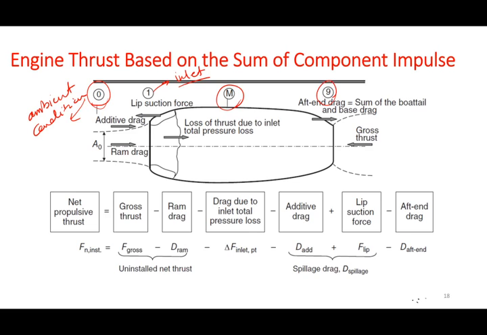So if you want to find the net propulsive thrust, and we're talking about the installed thrust here, the net propulsive thrust is going to be your gross thrust minus the ram drag, which is the uninstalled net thrust, minus the drag due to inlet total pressure loss, minus the additive drag, plus the lift suction force, which the combination of two is called the spillage drag, which we talked about in the previous lecture, minus the aft end drag.